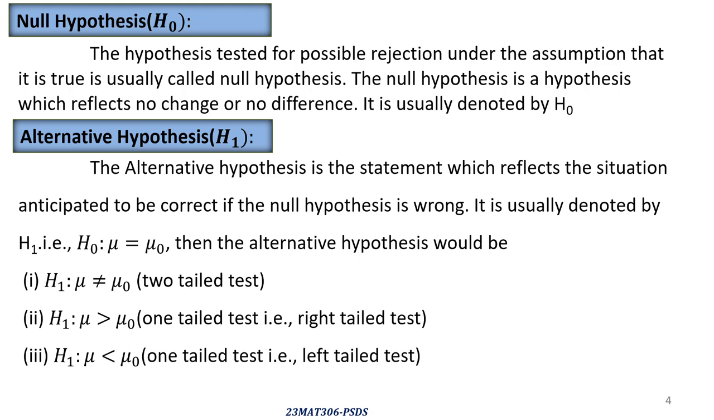Next, we will study the two-tailed test and one-tailed test. This we have to fix based on the alternate hypothesis. If the alternate hypothesis is not equal, it is a two-tailed test. Or else, if the alternate hypothesis has either greater than or less than, a single sign, it is a one-tailed test. If the population mean is greater than the specified mean, it is a right-tailed test, and if the population mean is less than the specified mean, it is a left-tailed test.